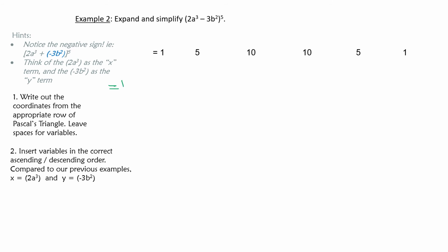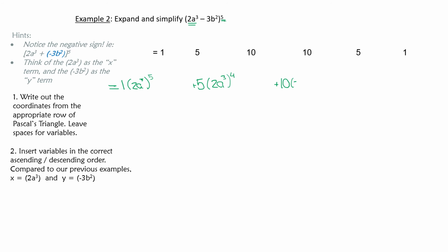Equals, my first one's a 1. So I start with my first term to the highest power that I have. So that's going to be 2a cubed to the power of 5. And I'm going to leave a bunch of space because I have to put more in there. Then the 5, and I'm still working just with the first term, 2a cubed. This time the power is 4. So I'm descending here. I think I'm going to have to write smaller.